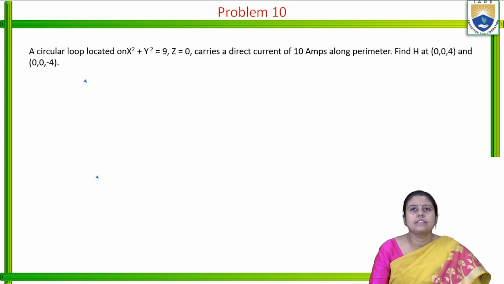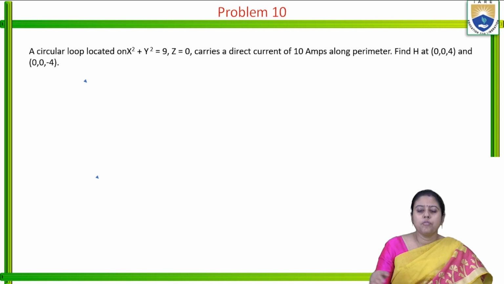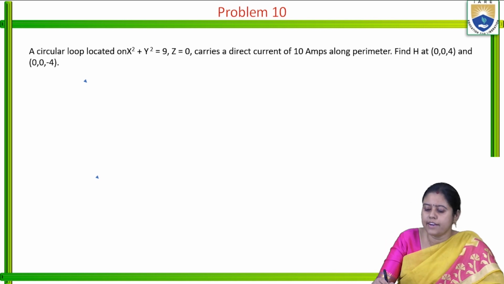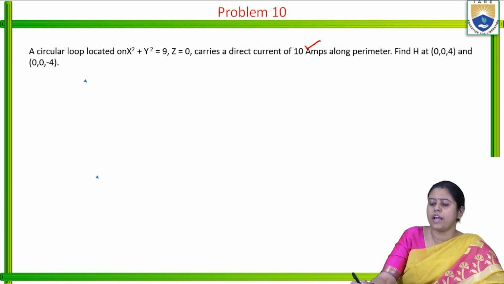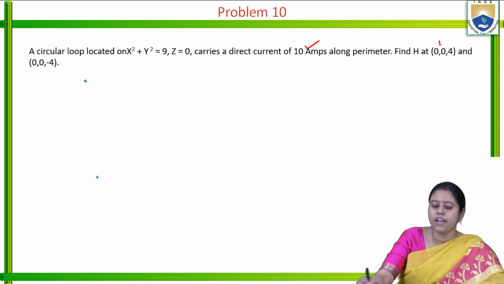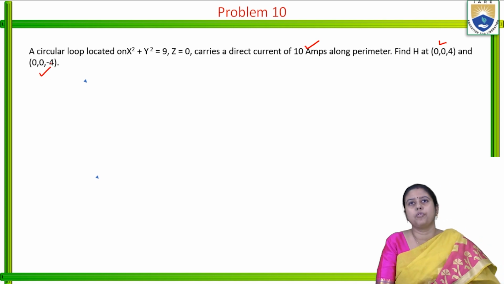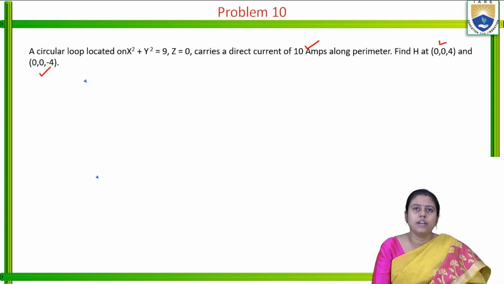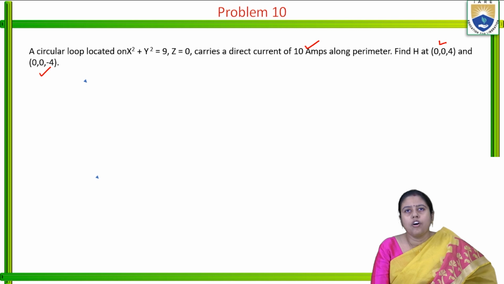Problem 9. A circular loop located on x square plus y square is equal to 9 and z is equal to 0 carries a direct current of 10 amps along the perimeter. Find the H at (0, 0, 4) and (0, 0, -4). So we have to calculate the two things of a problem.